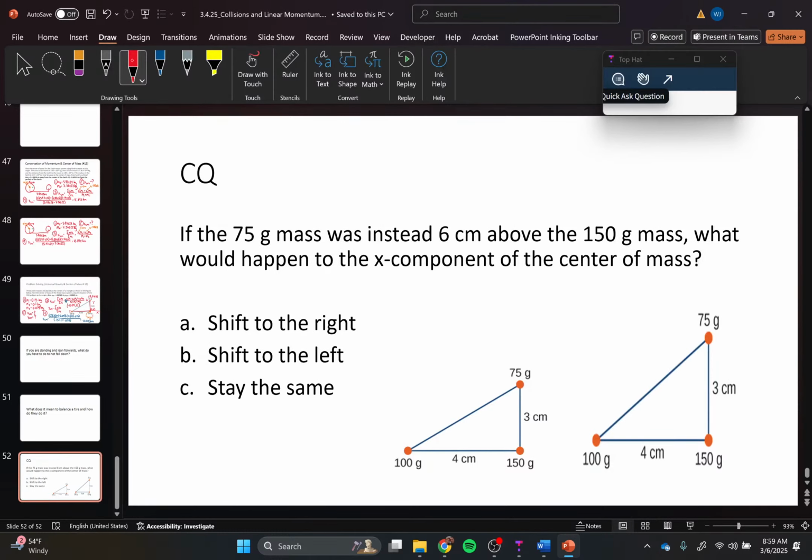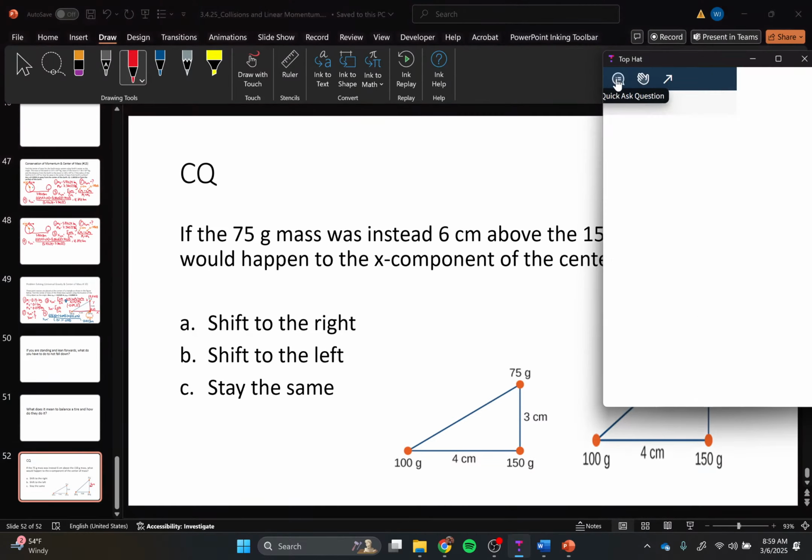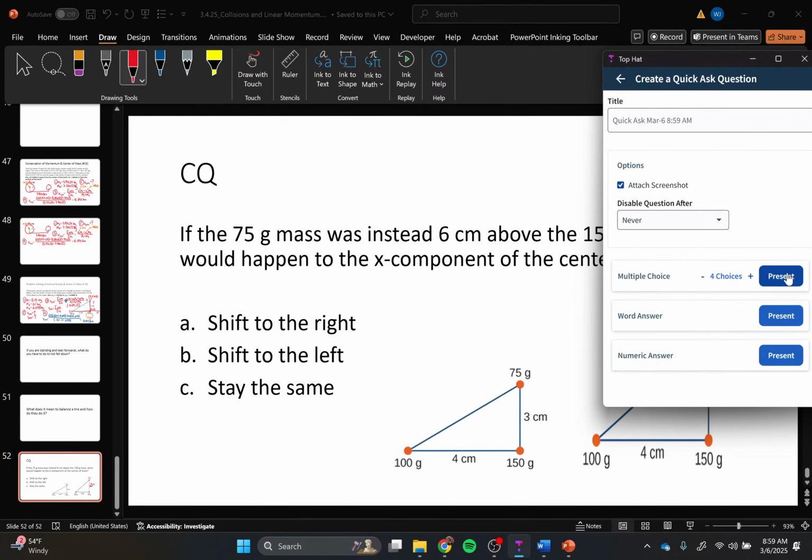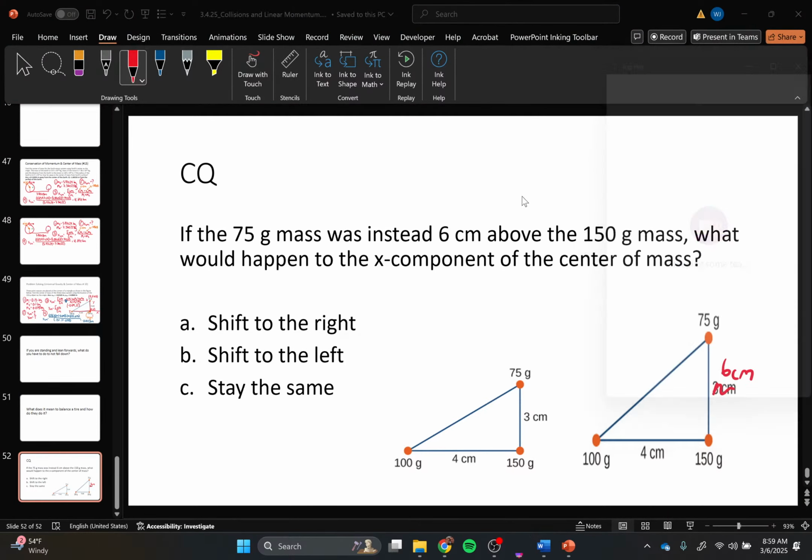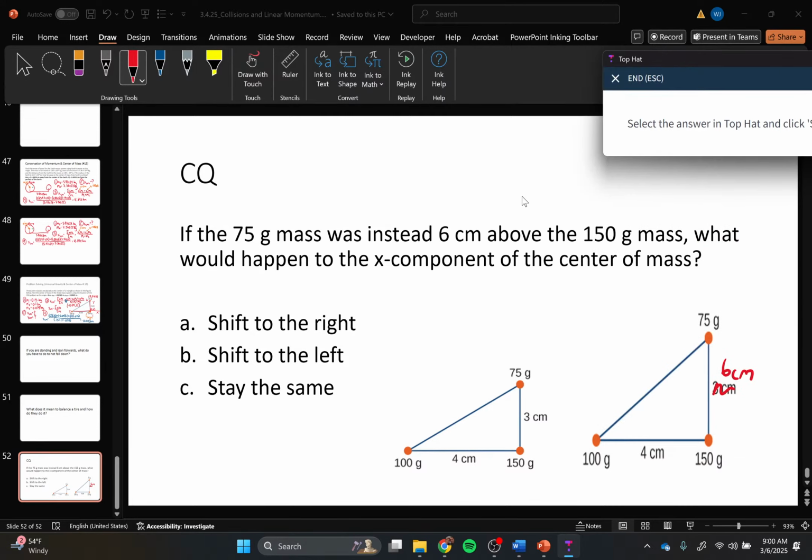Okay. Great. This is just a quick check to see if the center of mass idea makes sense. If the 75 gram mass was instead 6 centimeters, and you can see through the power of stretching my picture, I made it. What would happen to the X component of the center of mass? And then we'll jump into fluids for a tiny, tiny bit, and we'll start our lab after that. We only got like 20 minutes before we need to start our lab.